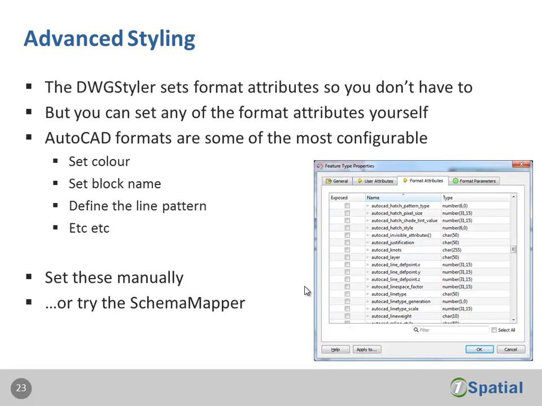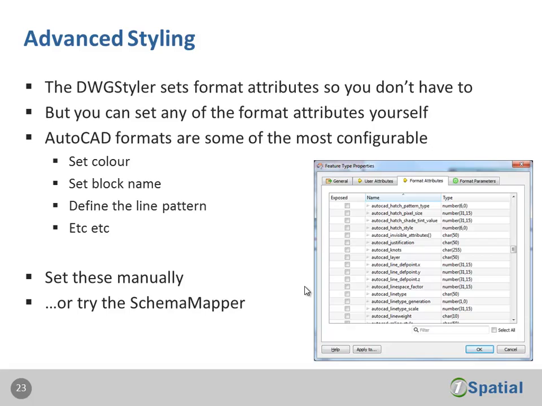We can step it up a little bit and use some advanced styling capabilities. One thing that you can do with FME is use a transformer called the Schema Mapper. The Schema Mapper allows us to store a lot of styling information, as well as all sorts of other things actually, in an external repository. In the case example that I'm going to show you, I've used a spreadsheet, but there are a number of formats that you can store information in.